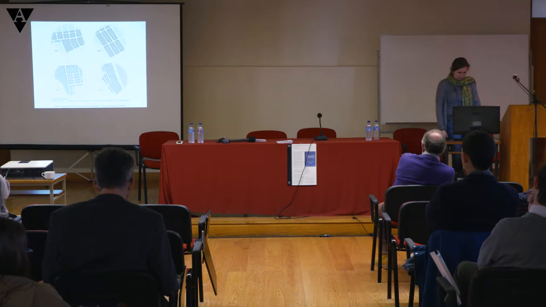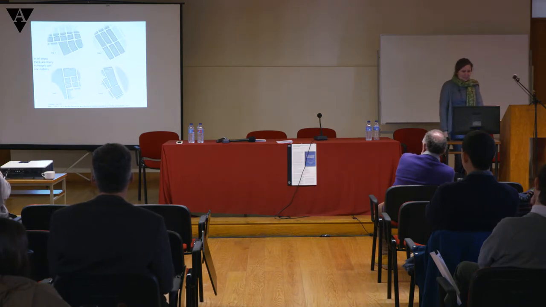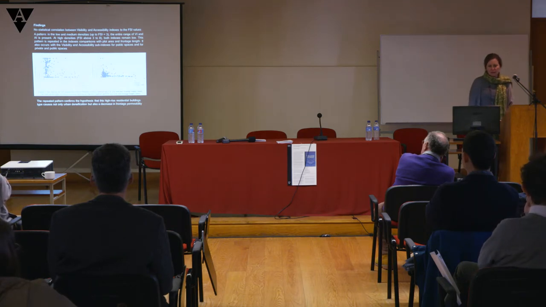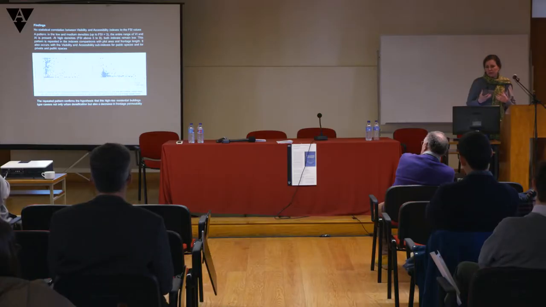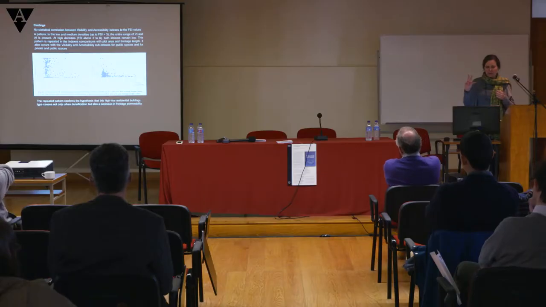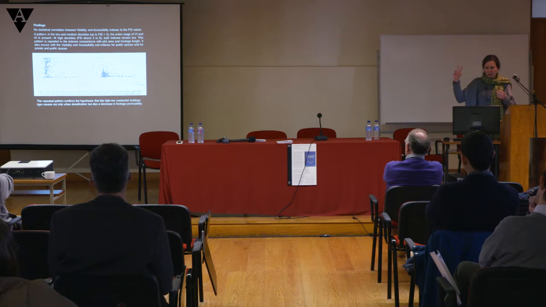And here we have the maps of the four testing areas showing the frontage accessibility. It's not a good image also. And here the frontage visibility. In all areas, there are many frontages with low visibility. And the findings with statistics. We cannot say that there is a statistical correlation between visibility and accessibility indexes to the density values, but we found a pattern in the low and medium densities up to FSI 3. The entire range of visibility index and accessibility index is present. The entire range of it, we can see there.